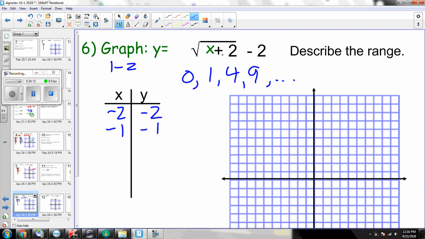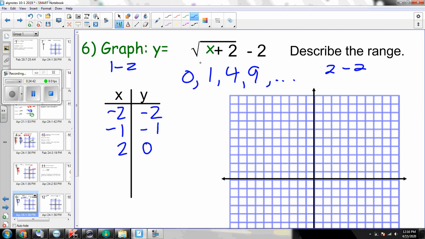Then I'm going to try to make what's under the radical a 4, because the square root of 4 is 2. Okay, so it doesn't mean my y value is 2, it just means I'll get 2 when I take the square root of it. So if I put in a 2 there, 2 plus 2 would be 4. The square root of 4 would be 2. I would have a 2 minus 2, because I would have to take away 2 after I took the square root. So that would be a 0.